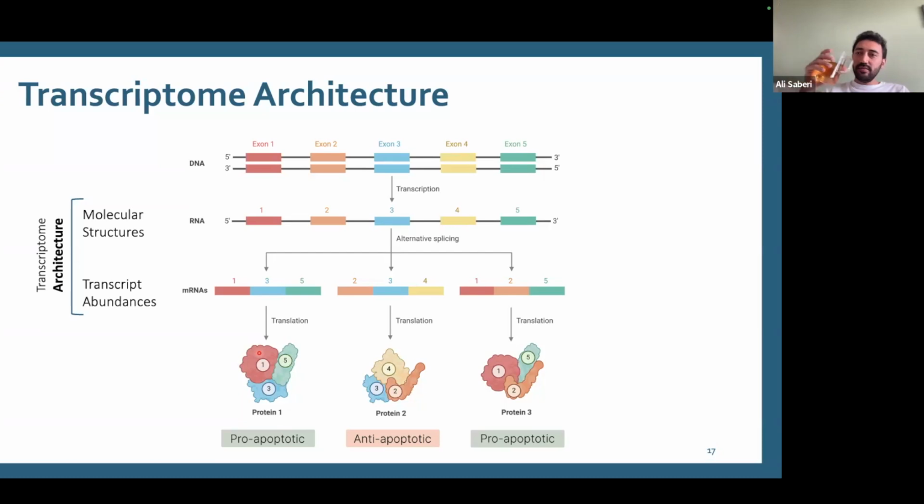But then what determines which isoforms are transcribed and which genes even are transcribed? This is also determined by the cell that we are in and the environment that we are in, the transcription factors and so on. So this is sort of circular, no?